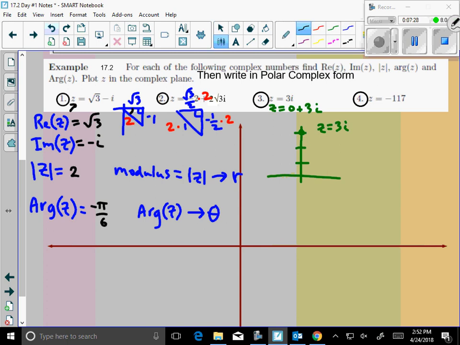When I talk about these then, and I talk about the real portion of z, well, that's just going to be this 0. There is no real portion. The imaginary portion of z is going to be 3i. The modulus of z, which is the same as the radius, is just going to be the absolute value of the distance. So that'll be 3. And the argument of z is going to be this angle of rotation, which is pi over 2.